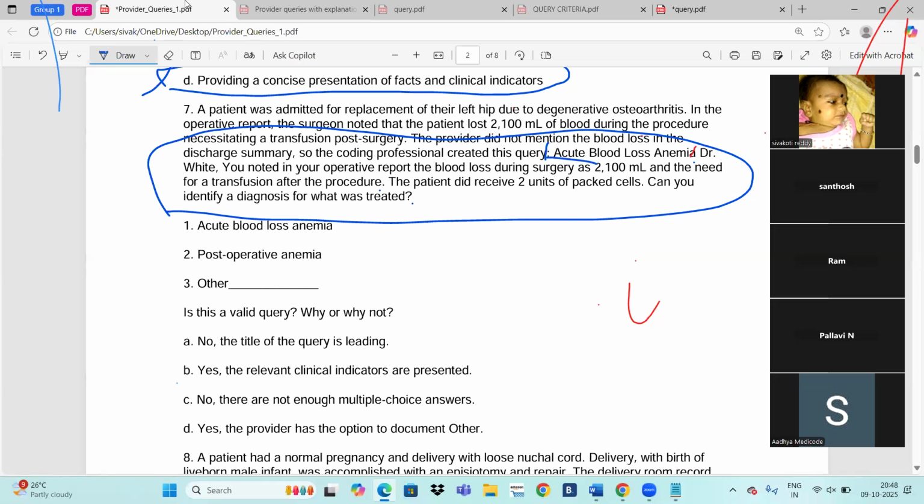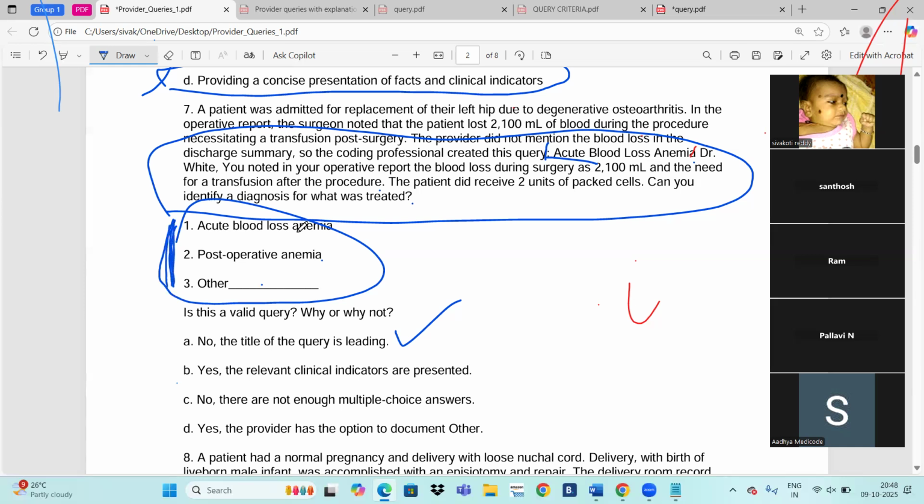If they mention the diagnosis in the documentation, they mention the acute blood loss anemia, so it should be leading. The title of the query is leading, not a yes or no query. This yes or no format is not the correct format. We should not raise the query like this. Already, if you mention the acute blood loss anemia, why again do we need to document post-operative anemia, other anemia in the query opportunity? You are raising the query directly for the acute blood loss anemia, correct? You created a query based on the indicators, and you directly mentioned acute blood loss anemia. Then why do we need to give the options like this?